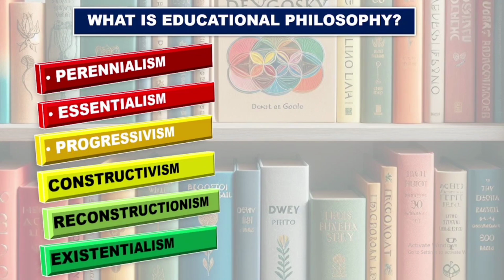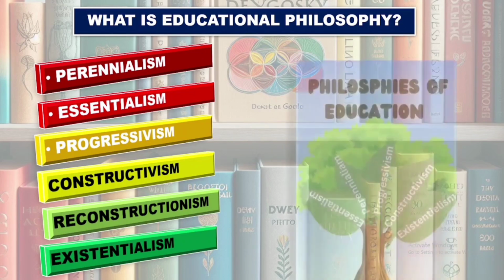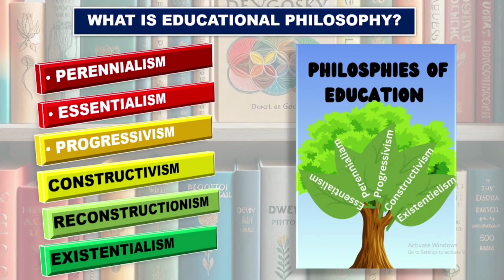Our final stop will be Existentialism. This philosophy focuses on individuality, choice, and self-discovery. It encourages students to find their own meanings and purpose in life. It is a more personalized and introspective approach to education. And last but not least, we will try to relate these educational philosophies to the general philosophical perspective we have gone through in the last video. So watch the video till the end, as we have many exciting things to come.